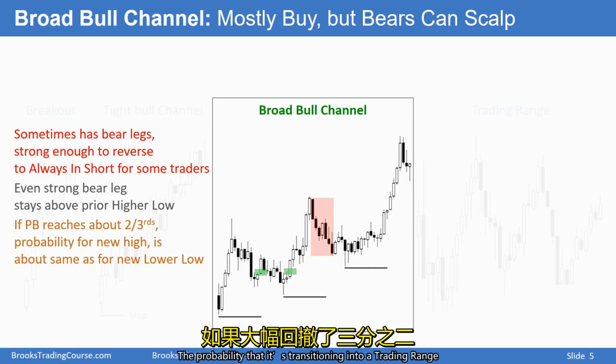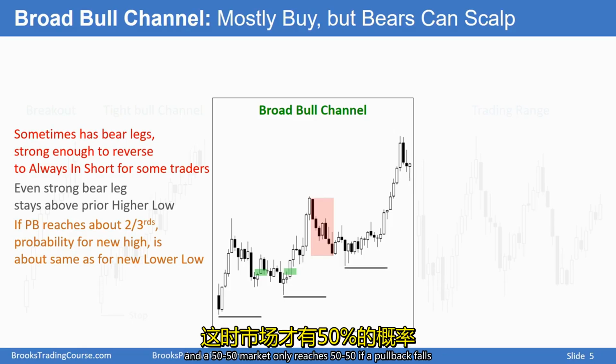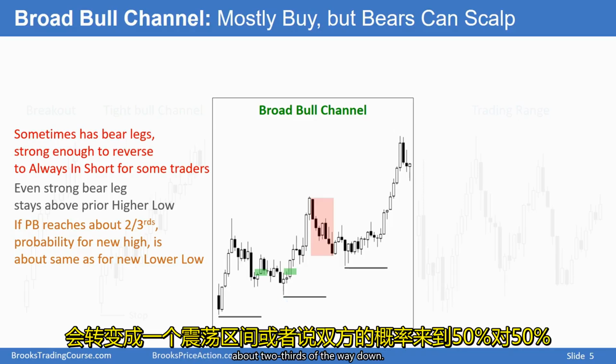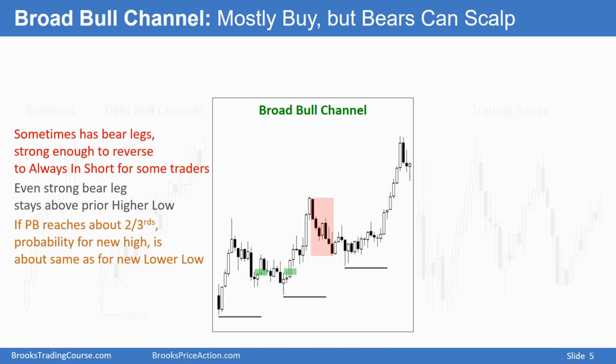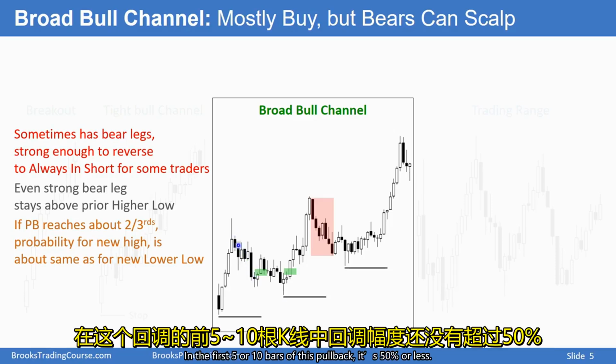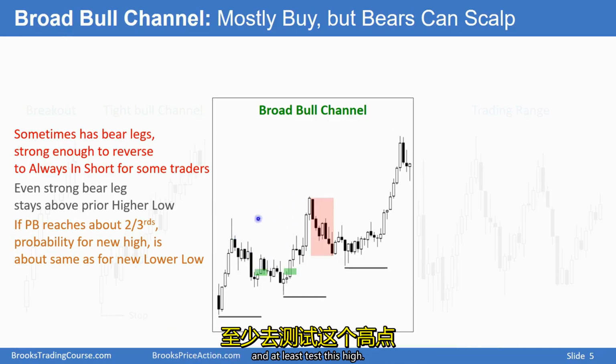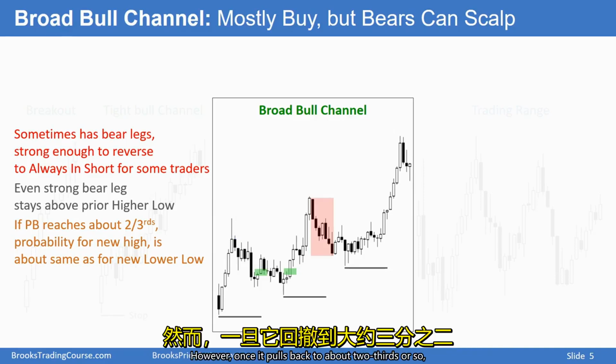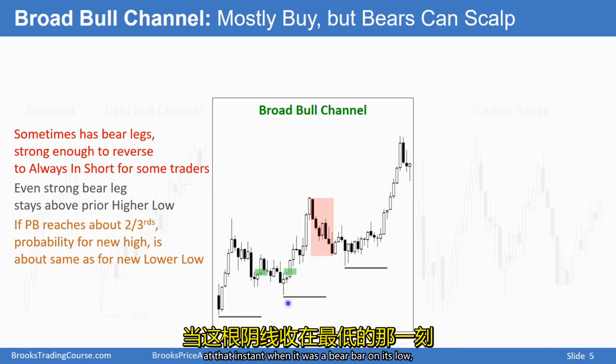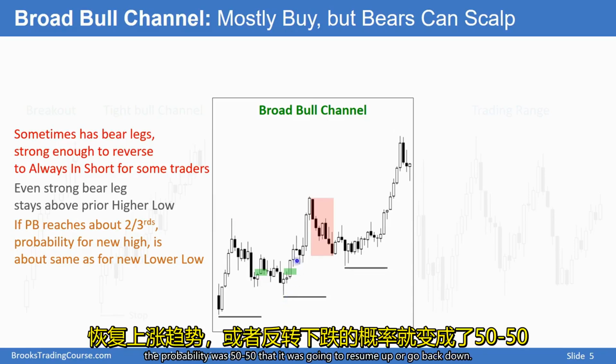The probability that it's transitioning into a trading range and a 50-50 market only reaches 50-50 if a pullback falls about 2/3 of the way down. In the first 5 or 10 bars of this pullback, it's 50% or less. There's still a 60% chance that it's going to go up and at least test this high. However, once it pulls back to about 2/3 or so, at that instant, when it was a bear bar on its low, the probability was 50-50 that it was going to resume up or go back down.